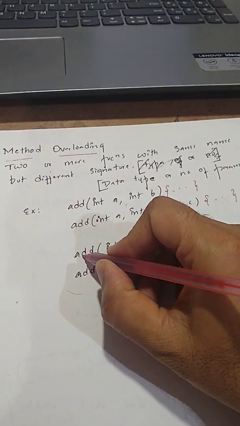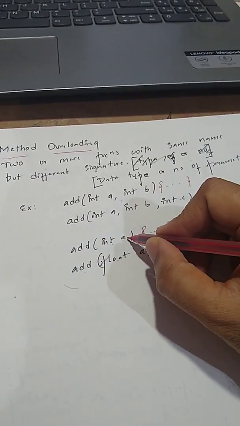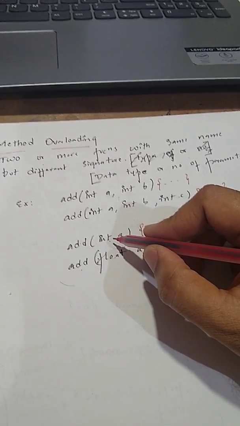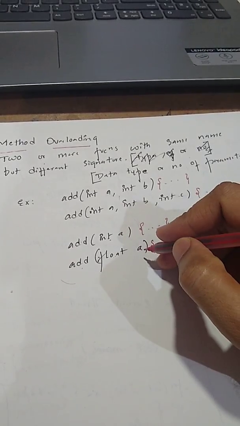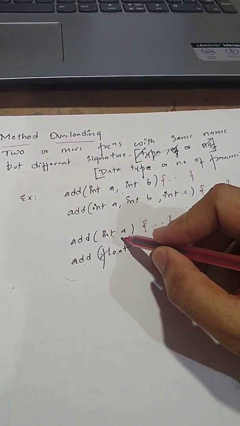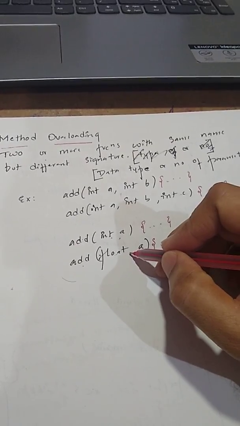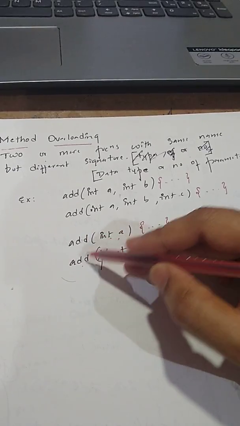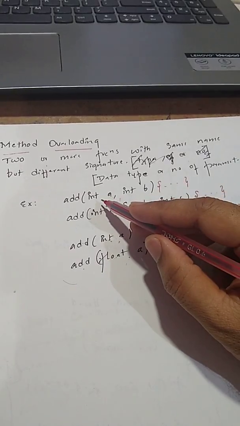Assume there is a function with the name add. Two or more functions having the same name but different signatures. Here the signature is the data type. If there are two functions within the same class, add(int a) and add(float a), how is the compiler going to differentiate? If you pass an integer value, the compiler executes the first one. If you pass a floating point value, the compiler executes the second one. This type of function is called method overloading: same name but different signature, either the data type or the number of parameters.